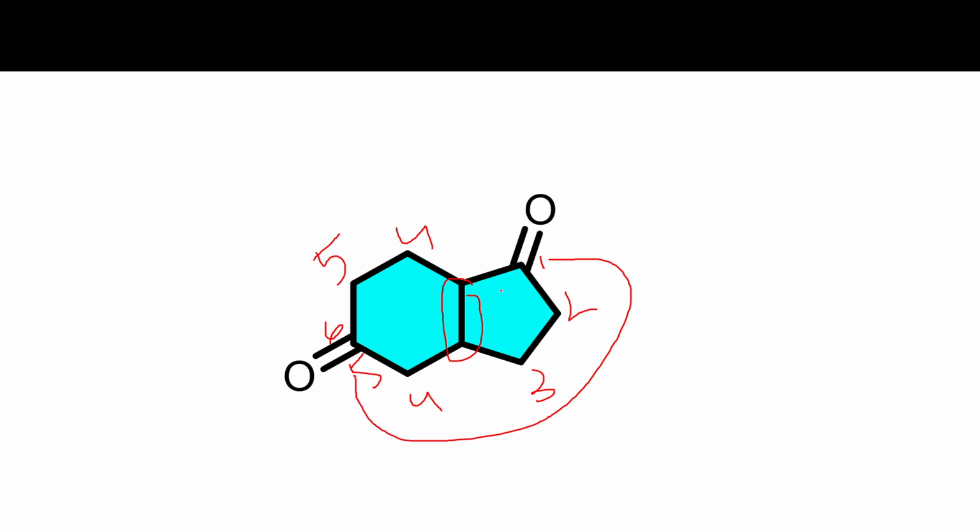So this will be indane, but there will be no double bond present, like hexahydroindane, and the carbonyl groups are present at position 1 and position 5. So you can name this compound hexahydro-1,5-dione. Hexahydroindane-1,5-dione.